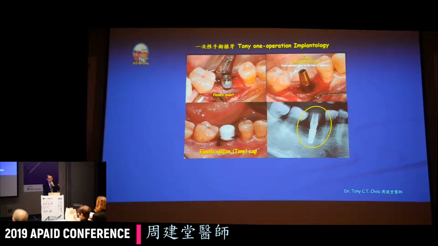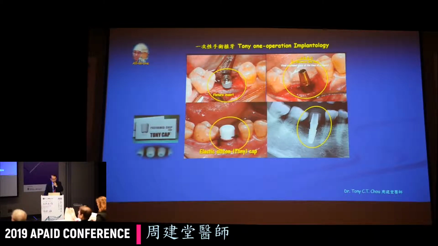First, I show you the real clinical situation of Tony one operation implantology. Like this case, just after we put the implant, we place the final abutment immediately at the same time of the surgery, and before suturing we put an elastic silicone cap. I created this cap, and after my name I call it Tony Cap.